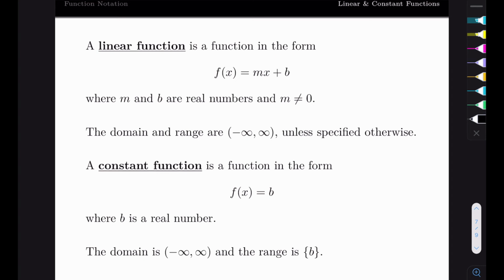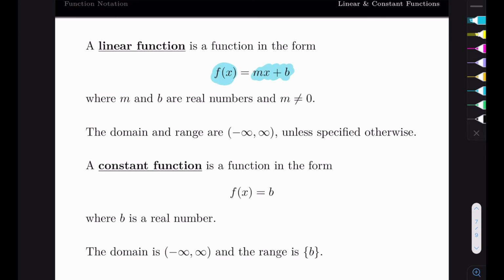So last but not least, we're going to now tie this back together with our lines. A line is a function. So when we say a linear function, it's really just a function in the form where we have that function notation, f of x equals mx plus b. So m and b are just real numbers. Remember, m is representing the slope and b is that y-intercept.